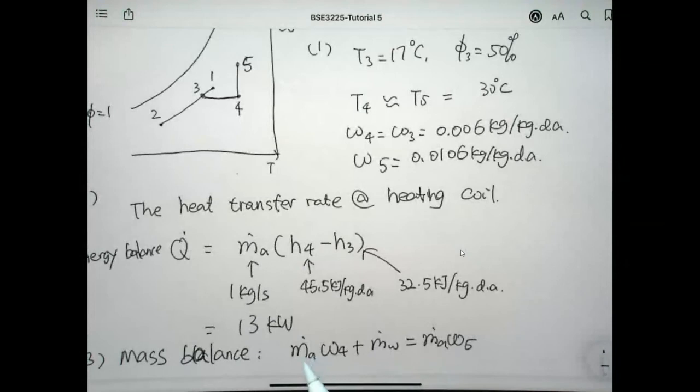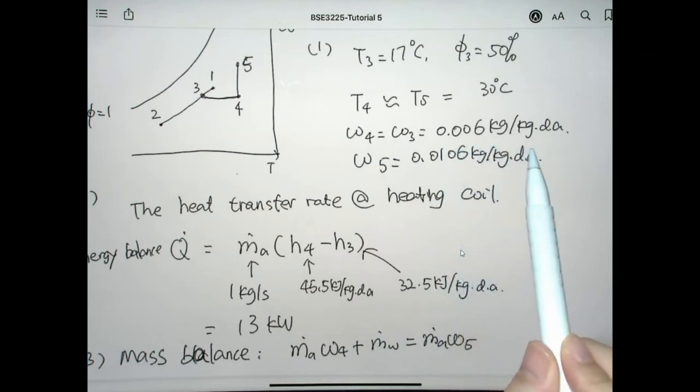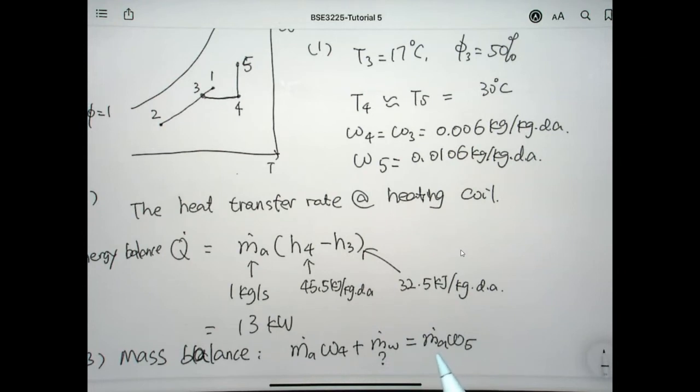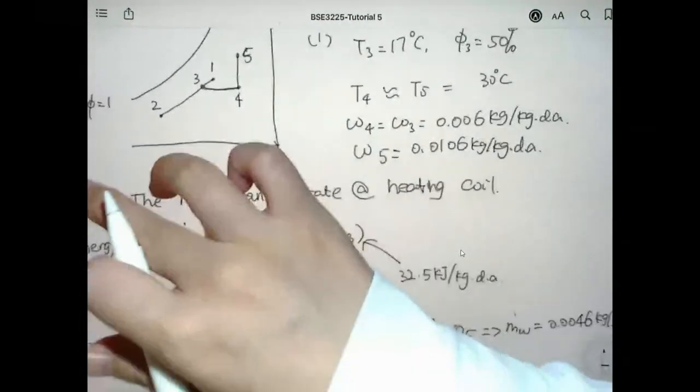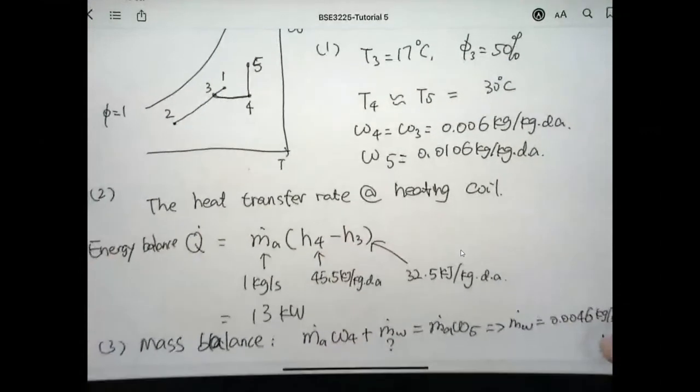You can see that from this equation, the mass of air is 1 kilogram per second, so it's a known value, and omega 4 is 0.006 kilogram per kilogram dry air, and this is what we need to calculate. And mass of air is also a known value, and omega 5 is 0.0106 kilogram per kilogram dry air. So the mass flow rate of the water vapor is calculated to be 0.0046 kilogram per second. So that is all for the illustration and the solution of tutorial number 5.